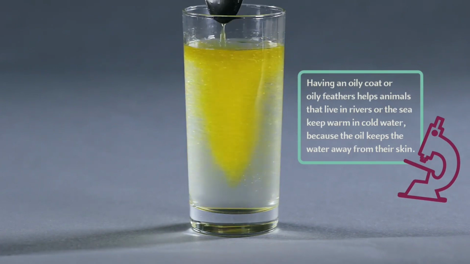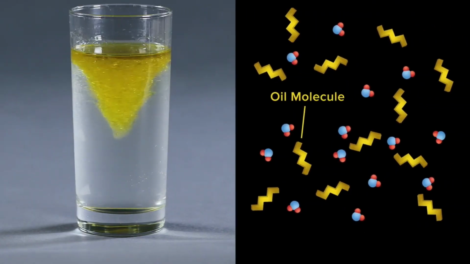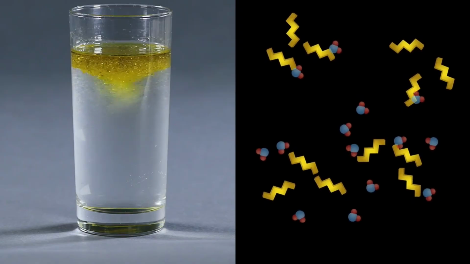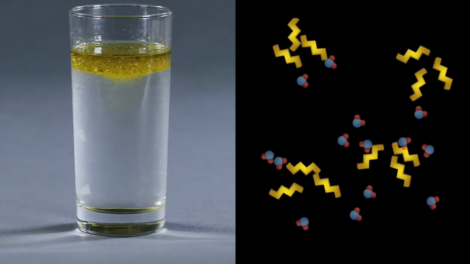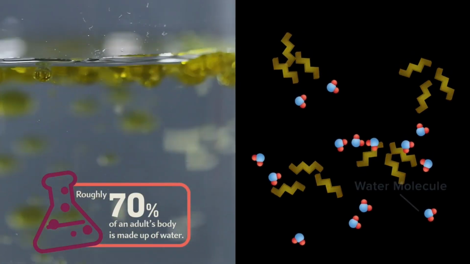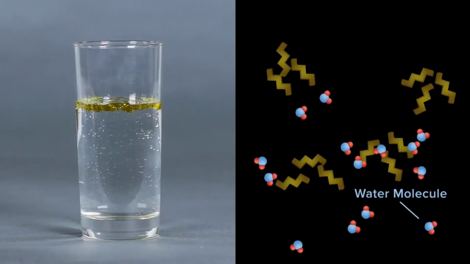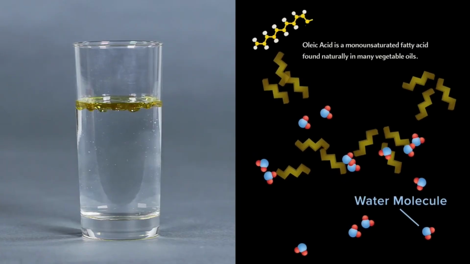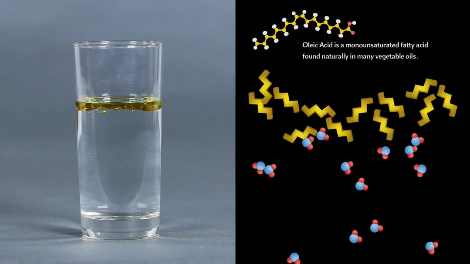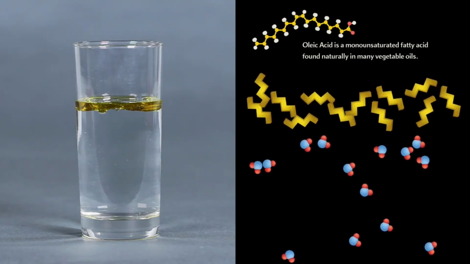When the stirring stops, the oil and water immediately begin to separate. This is because the oil molecules are not attracted to water molecules. They are more attracted to other oil molecules, and so the oil molecules clump together. At the same time, the water molecules also clump together. Water molecules are more attracted to each other than they are to the oil molecules. As the oil molecules and water molecules clump together, they separate.